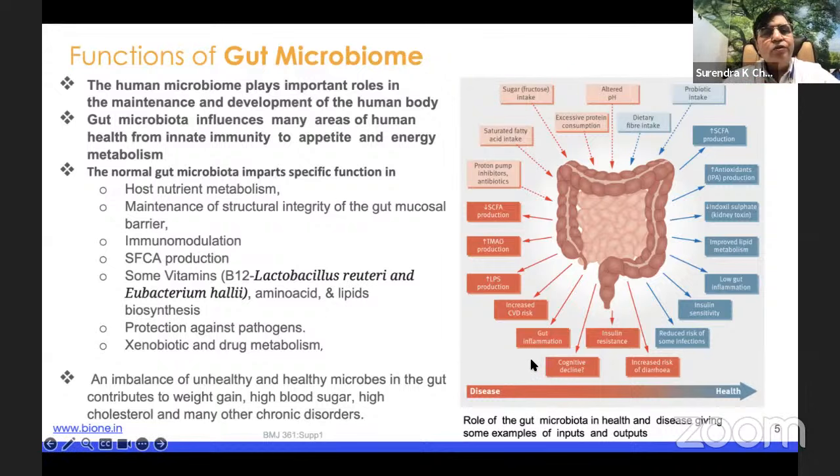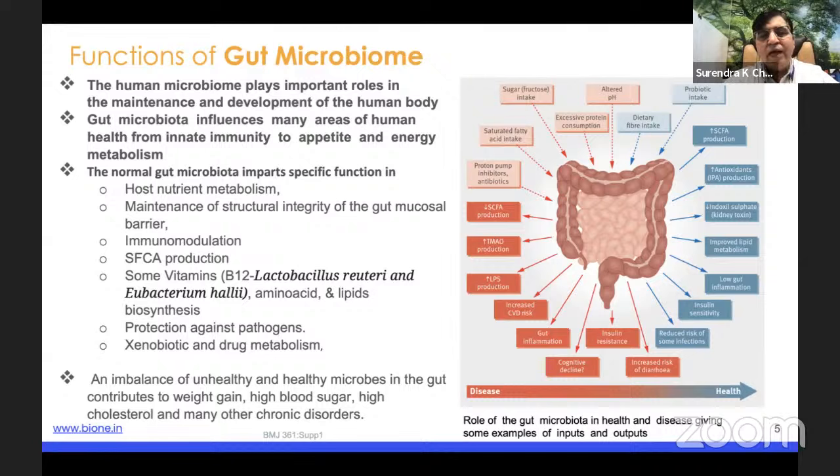So host nutrition and metabolism is one of the important factors. This microbiome plays a very important role. Structural integrity of the gut mucosal barrier, immune modulation, and SCFA, short chain fatty acid production, basically. Some vitamins, like vitamin B12, amino acids, lipid biosynthesis, and protection against pathogens are also very important factors. Xenobiotic and drug metabolism is also a part.